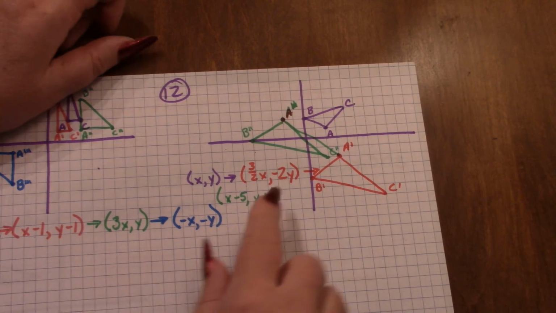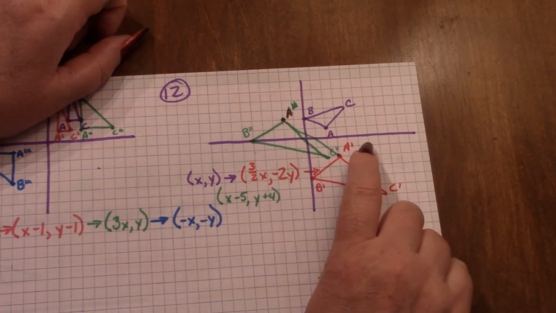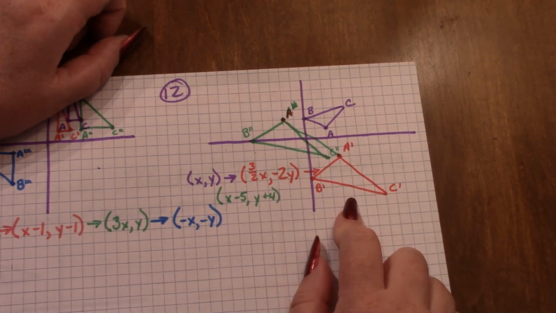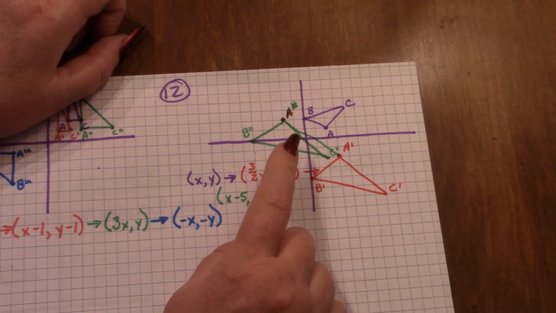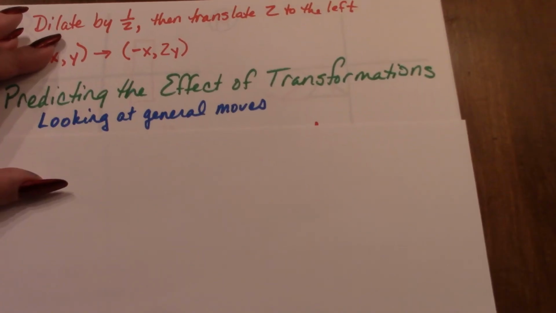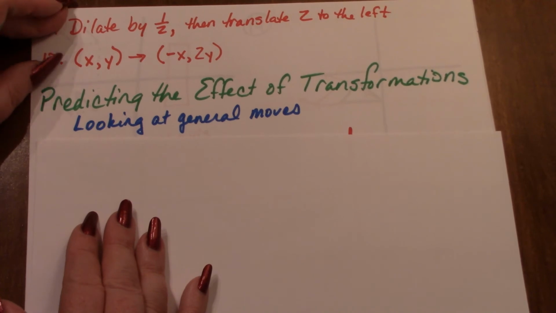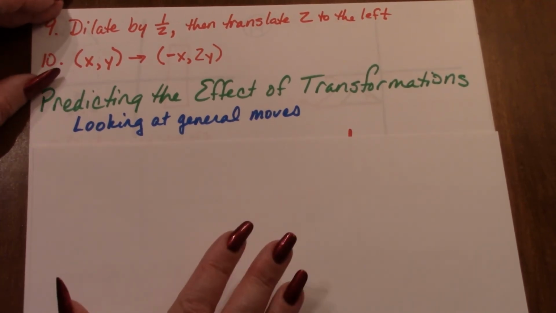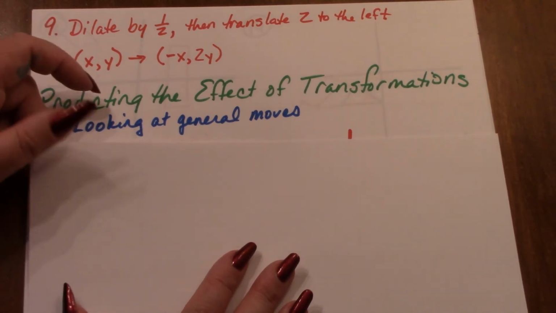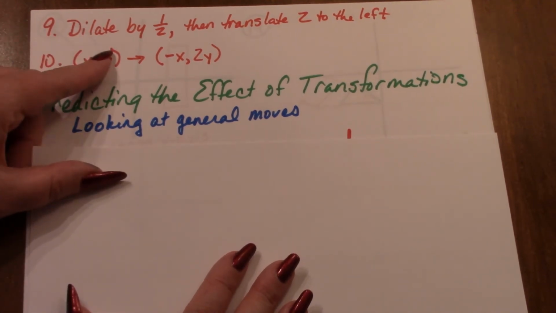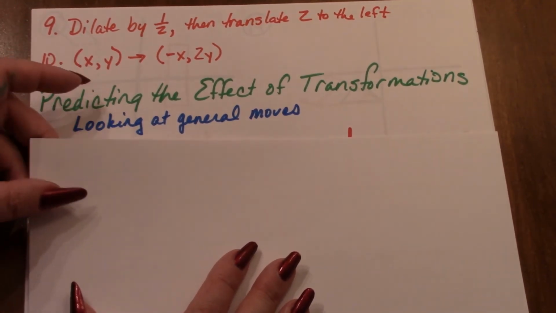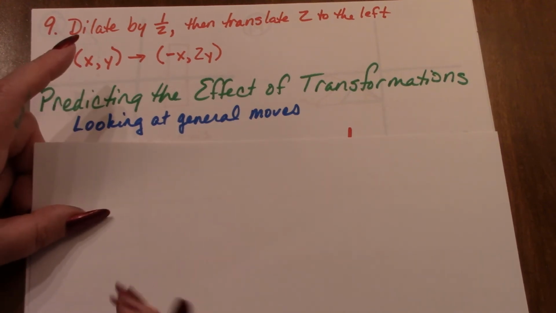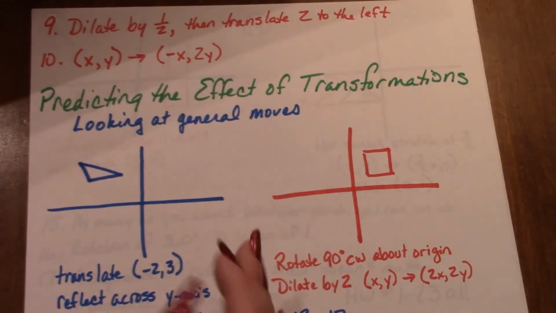For number 12, you start with the purple, you send it down to the red, and then up and over to the green. Our next section looks at predicting the effect of transformation. So here we're looking at general moves. We're just looking at what we should expect from the questions that we have. And this is a good way to help us double check our answers.